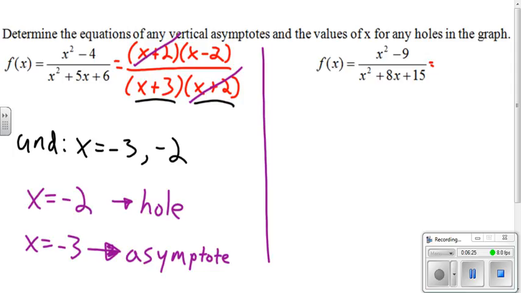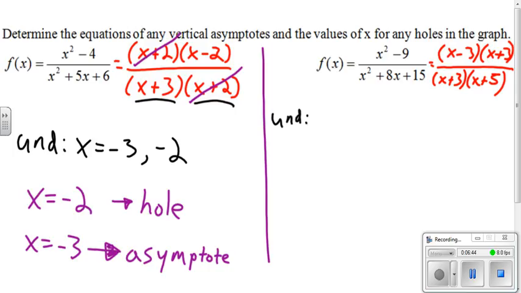First thing to do is factor it down, difference of squares, (x - 3)(x + 3) over (x + 3)(x + 5). So again, we know that we're undefined at x = -3 and x = -5. Those are the two values.